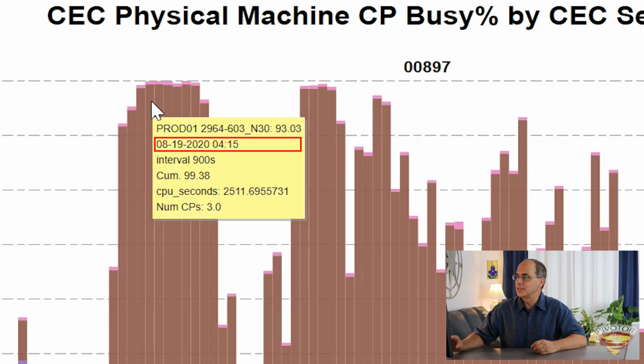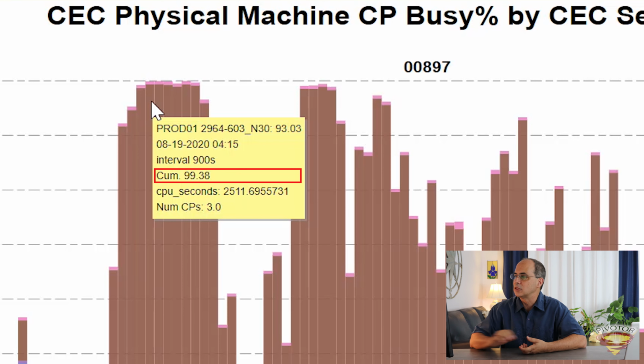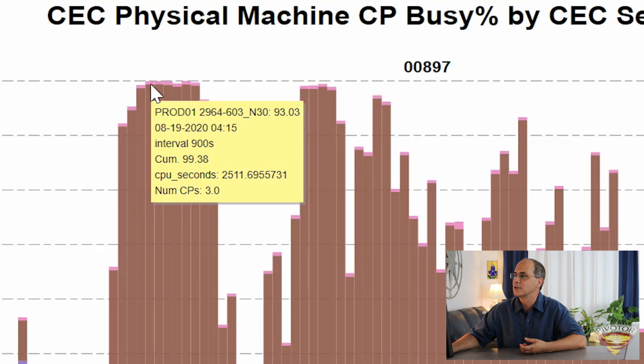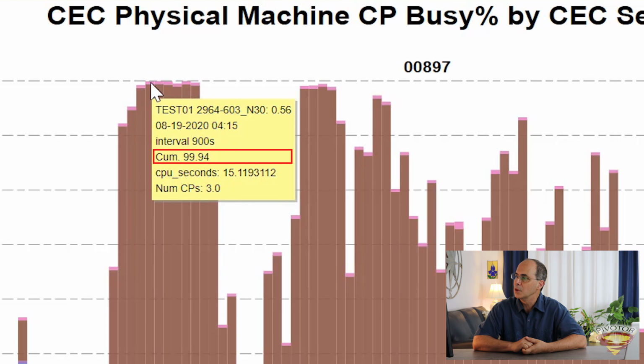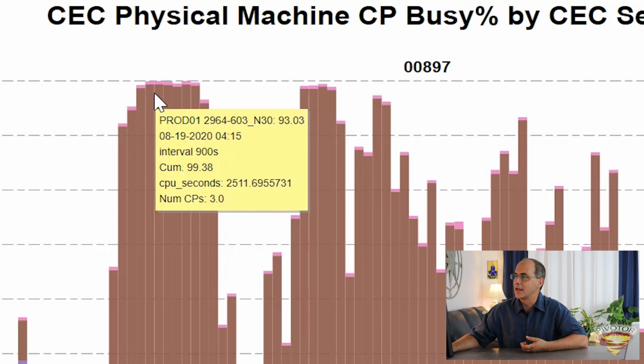We go down, we see the second line is at 4:15 in the morning. We look at the next line down, which says interval, so now we know it's for a 900-second or 15-minute measurement interval. And we see that the cumulative total is 99.38% busy. Actually, if I go to the very top LPAR here, it'll go up. We see that this machine is 99.94% cumulative total. That's how busy the machine is of all the LPARs. And we see that at 4:15, that 93.03% of the utilization of the machine is due to this one LPAR.